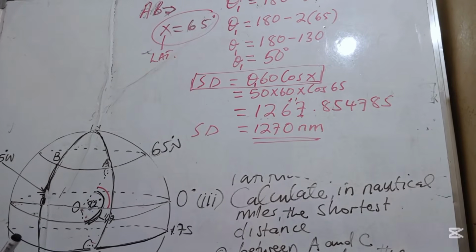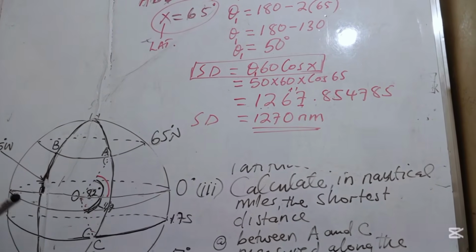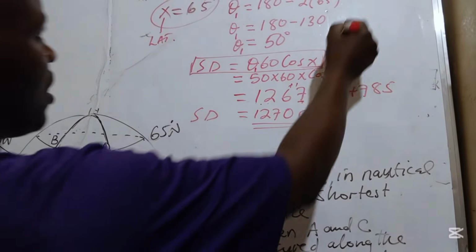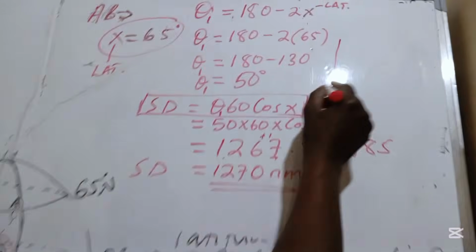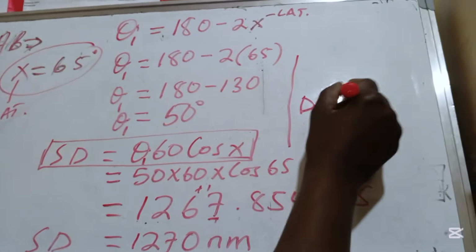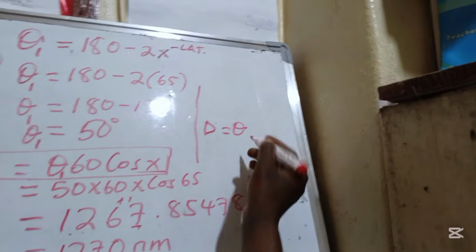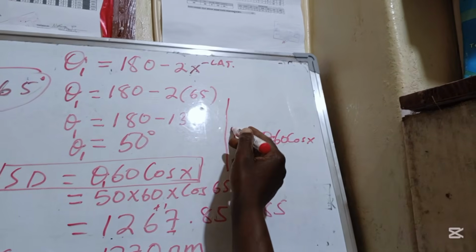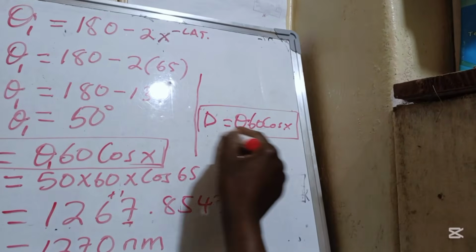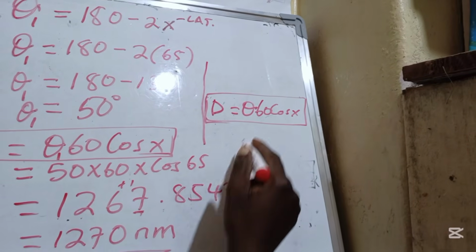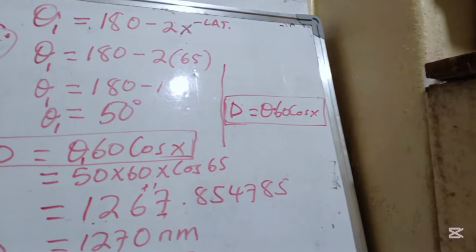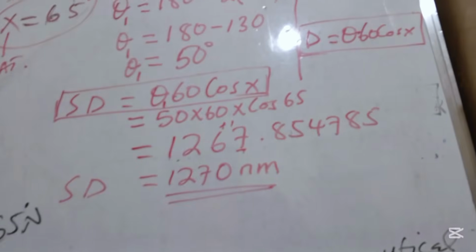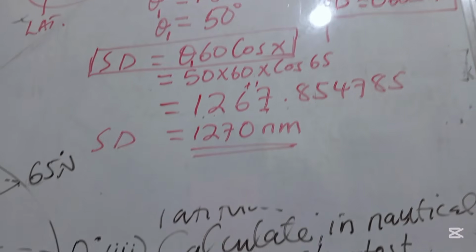Now, to some people, please don't confuse yourself. What is the distance along the latitude? Along the latitude, distance, not shortest distance, is theta times 60 cos x, not theta 1. This is the distance along the latitude. When they haven't said find the shortest distance, it is just a common theta which we use. But for this one, it's a special theta. It is called theta 1. And from there, you work out and you come up with the shortest distance.